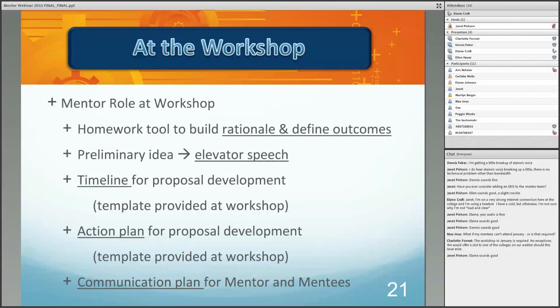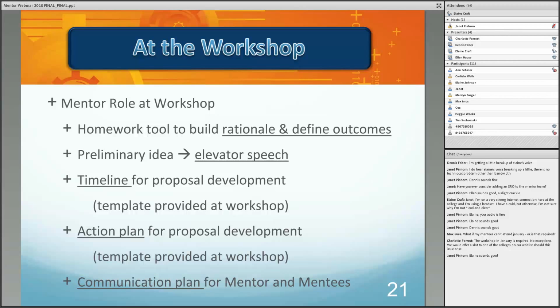A timeline template for proposal development will be provided at the workshop. We each have our own style and methods for proposal preparation, and the template we provide from MentorConnect may be tweaked as needed to meet individual college and or grant writer preferences. The main thing is to have a schedule and stick to it, setting milestones for completing various components of the proposal. It is very important that each team develop an action plan for proposal development also. The action plan includes a task list with assigned responsibilities. A template is also provided for developing an action plan.